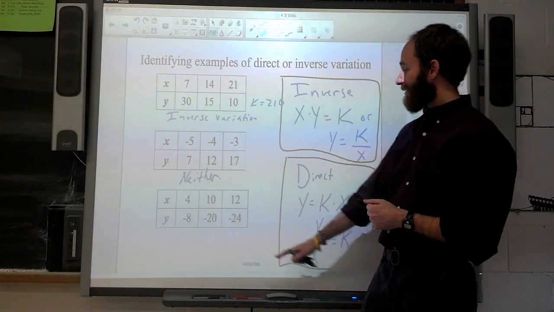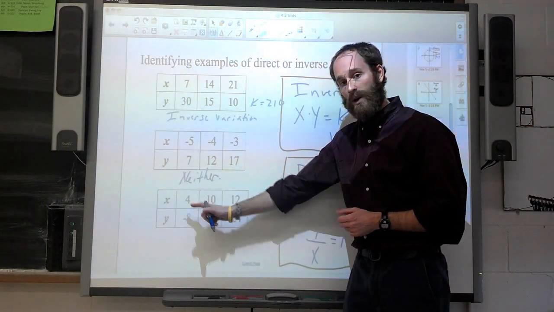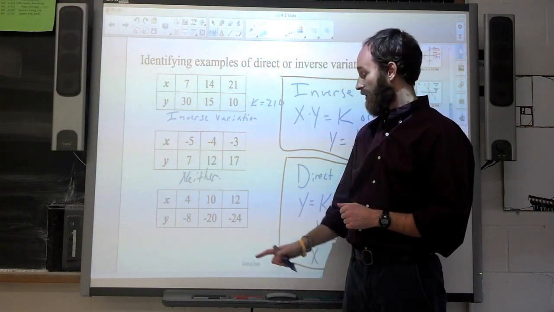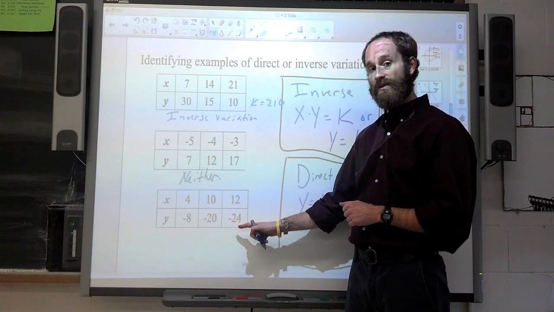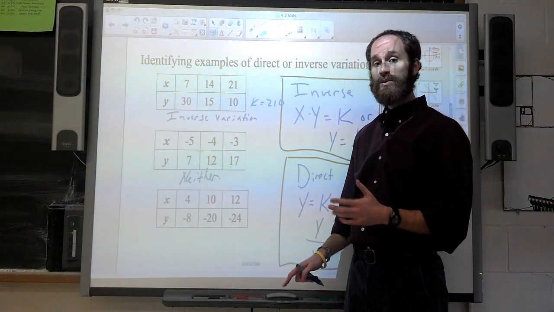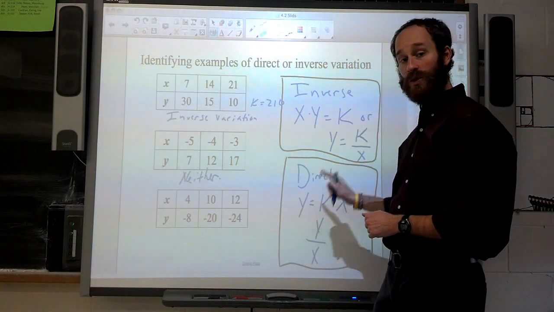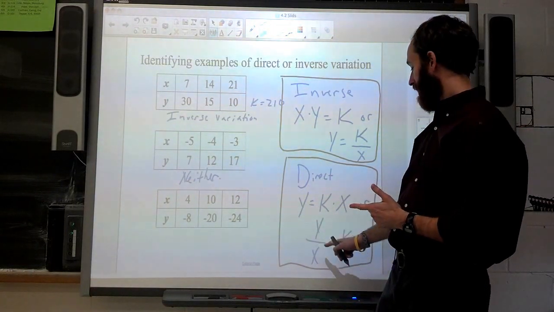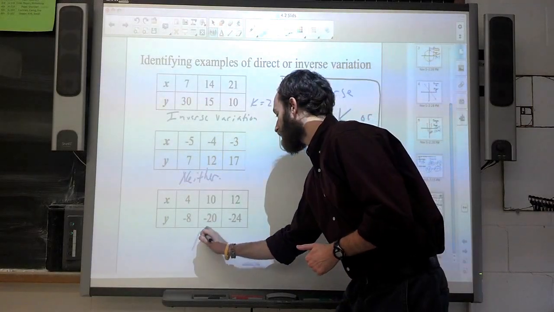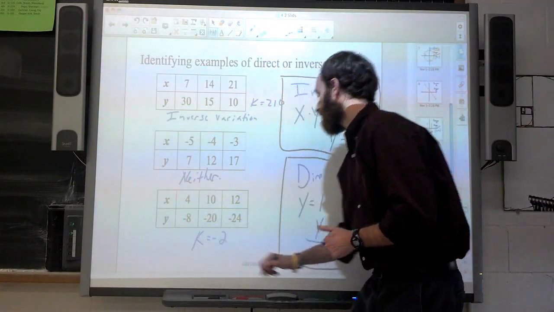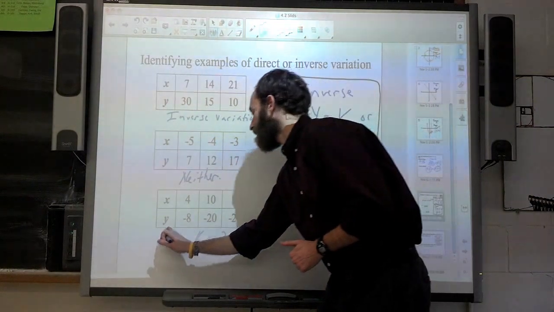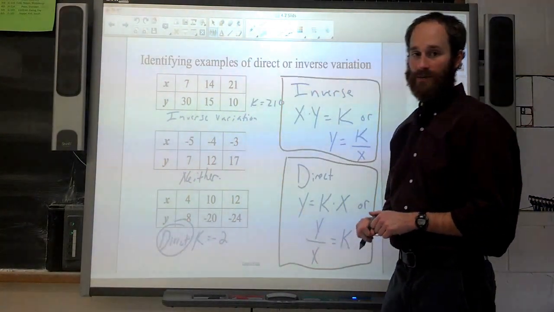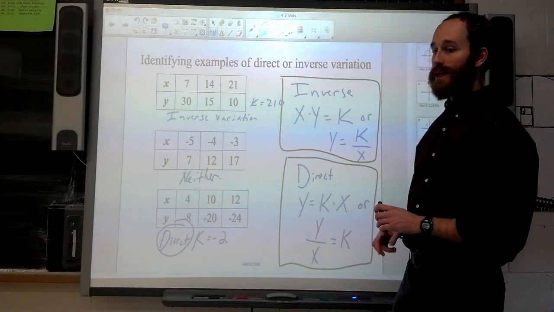But let's take a look to see if direct works this time. So y over x. Negative 8 over 4, negative 2. Negative 20 over 10, negative 2. Right there I know, and I'll follow through for the third one. Negative 24 over 12, negative 2. That works. So I know this has direct variation with my variation constant of k equal to negative 2. So k equals negative 2, and this is direct. So that's direct variation. Alright, go to the next slide.